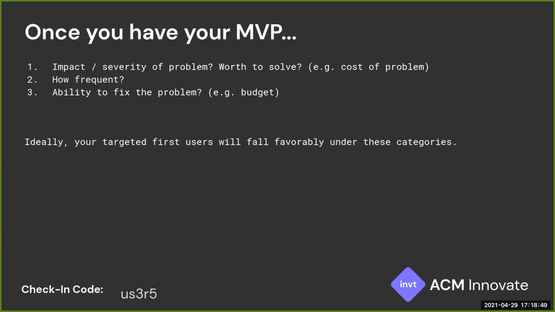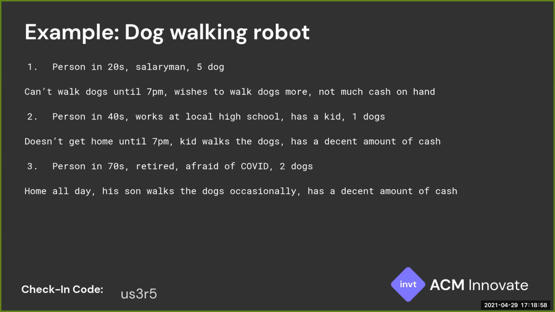So make sure you consider all of these categories when you're talking to users. Something you can even do is run a spreadsheet. I'll quickly go through an example here. This is a dog walking example. Maybe you've made a robot that can walk dogs, but it does cost a decent amount of money. You've made your prototype and now you're trying to find that first user.